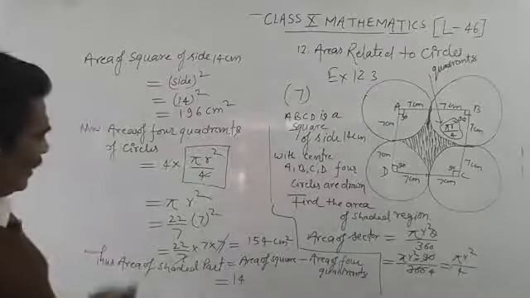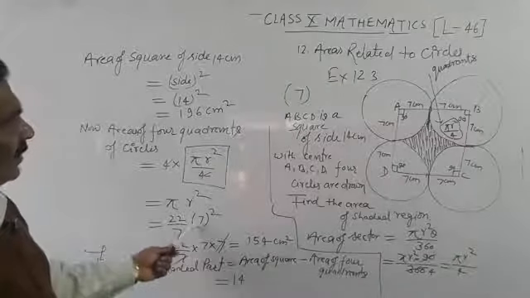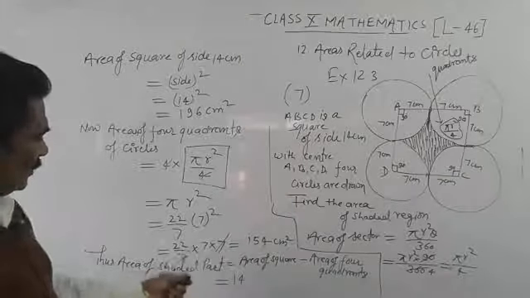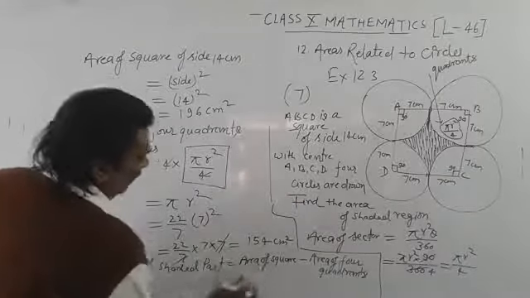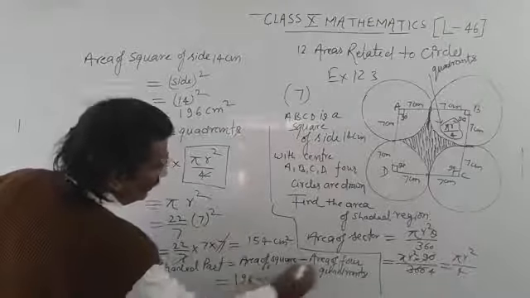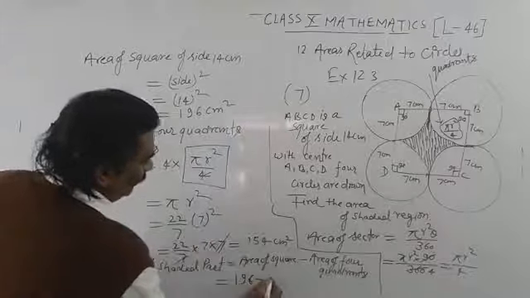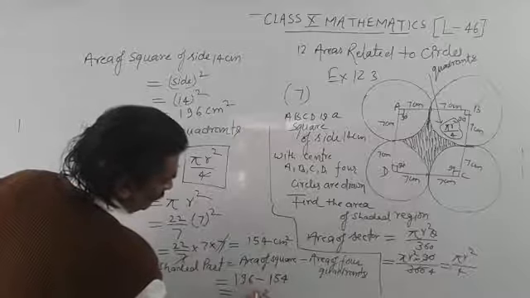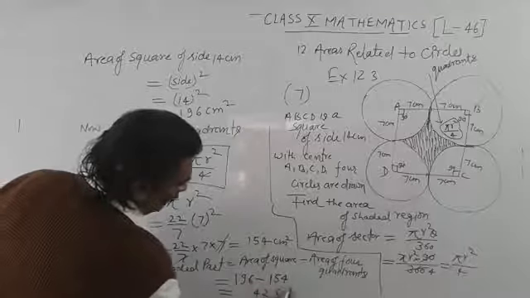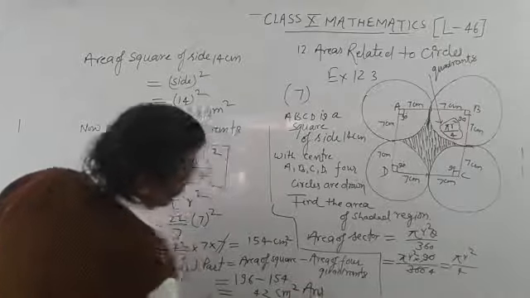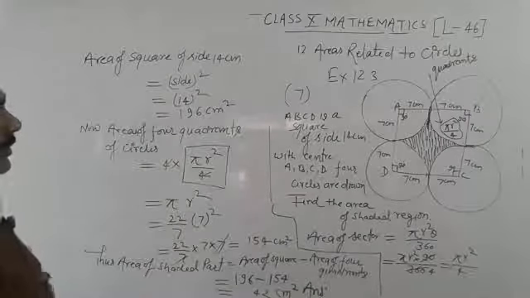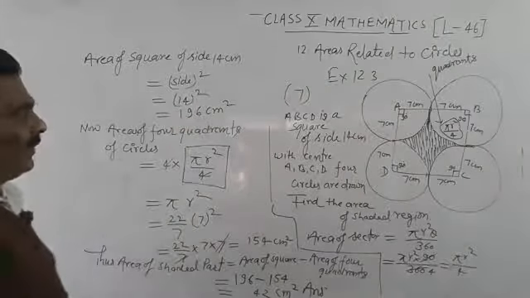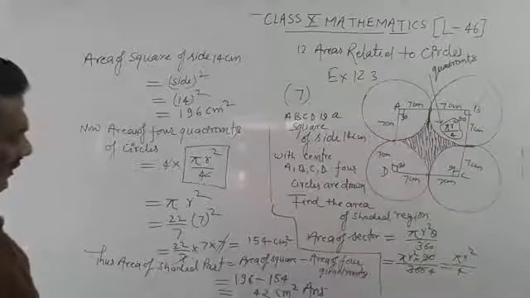Now pi r square, pi, 7 radius, and 7 and 7 cancel out. Now area of square is 196 and minus area of 4 quadrants is 154. So your answer will be 42 centimeter square. Okay students, there was a correction and I have corrected it. So now write this solution.